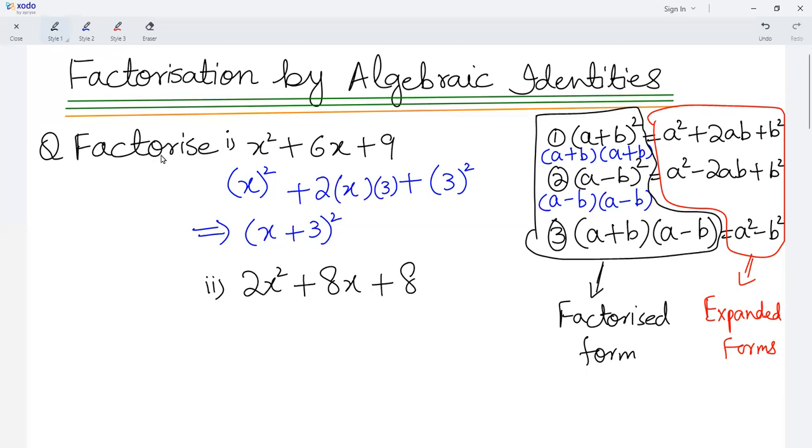We have to do factorization. The process is the same. We have to do factorization. We can see there are three terms, but the first term and last term are not squared. So there are some other rules for factorization as well.